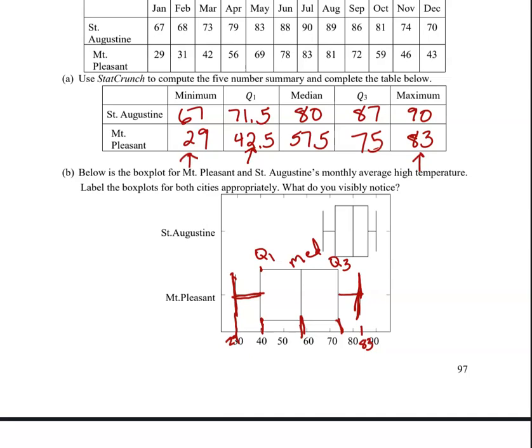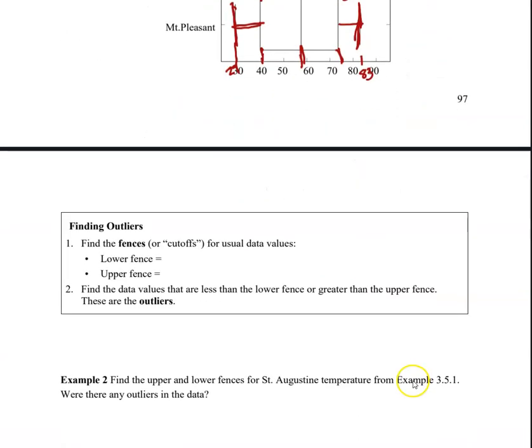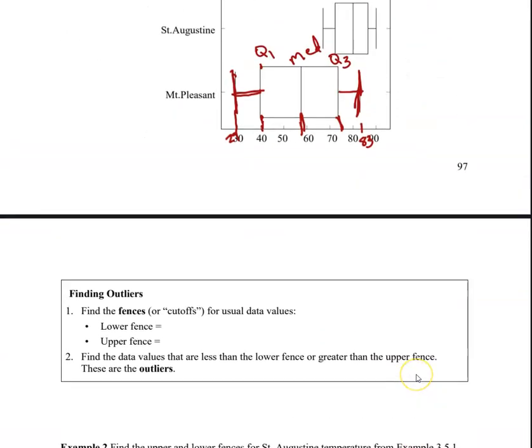Augustine graph for now, only because it's a little bit cramped in my drawing here, and I want to talk a little bit more in the video about these fences. So let's talk about the fences a little bit. The fences are what we use as our cutoffs for unusual data values when we're looking at a box plot.